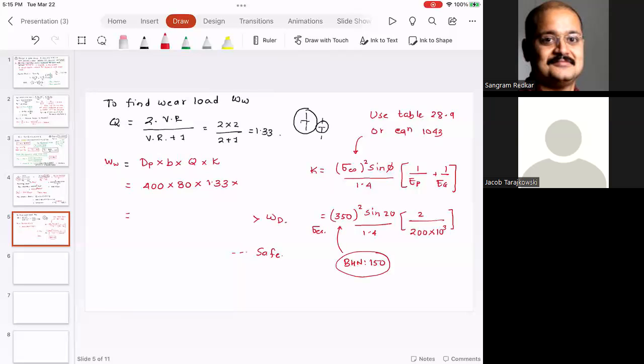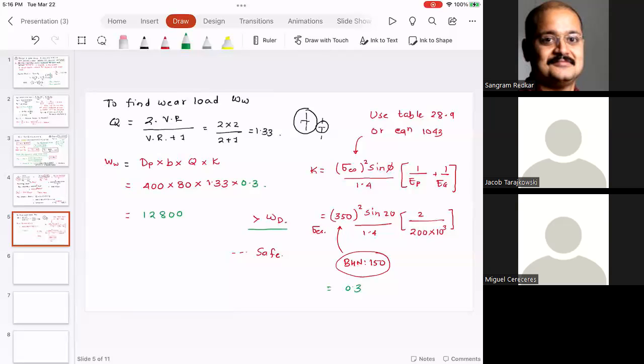So value of K, right? How much is it? 0.3. And tell me what is the answer you get? 12,800. 12,800, and that is greater than WD, right? Yeah, which is 10.8. So yes, our gear design is safe.